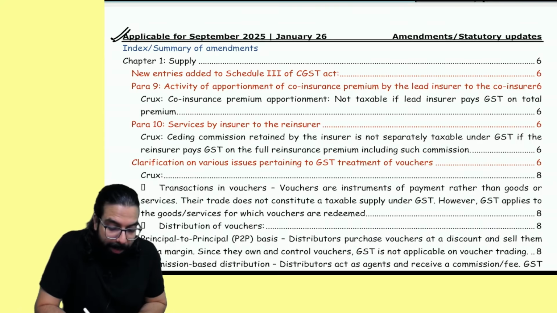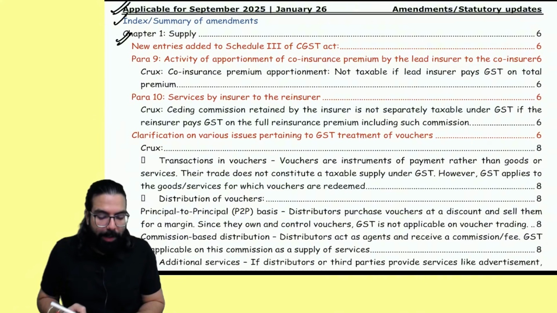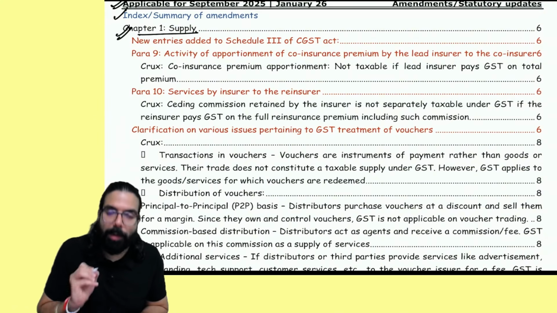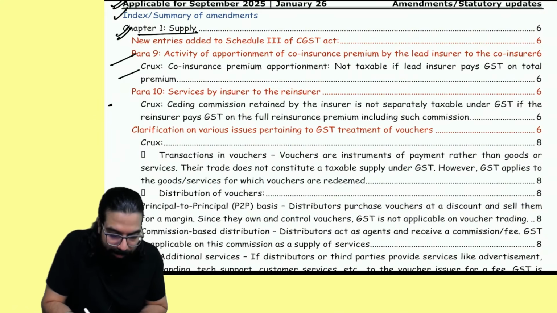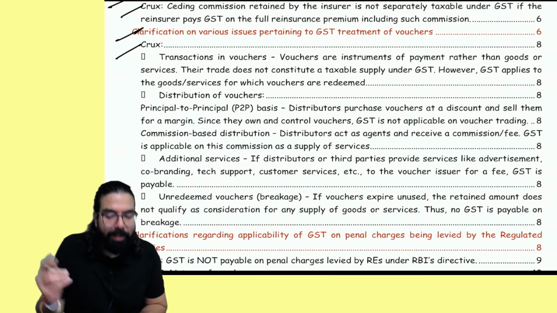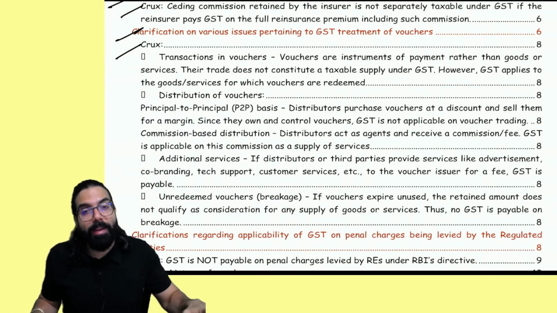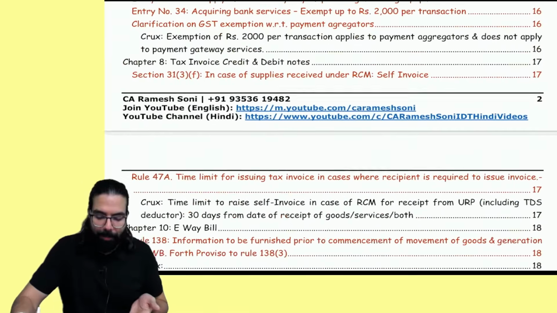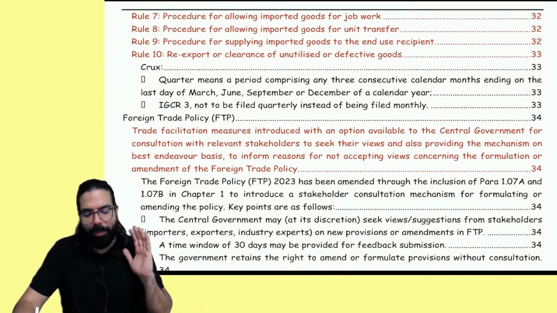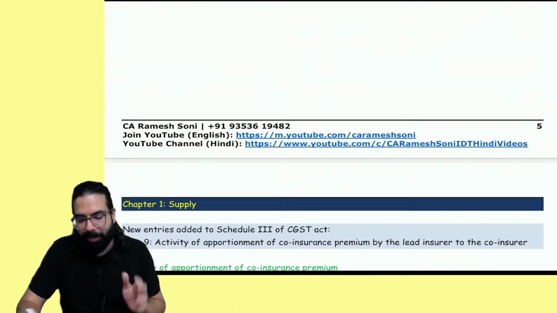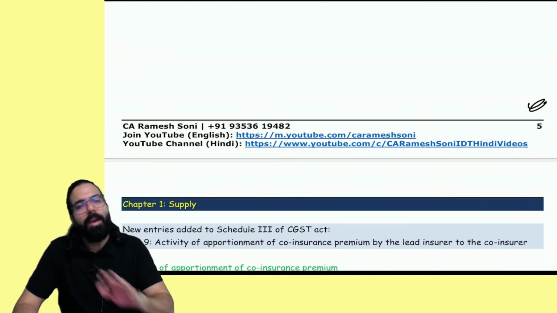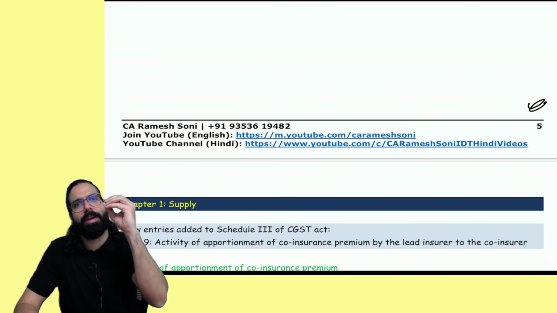In this index, chapter wise, I've written what amendment has happened for chapter number 1 onwards, along with the amendment and its crux. They are written so that one day before the exam, you can cover the amendments from the crux, which is in 4, 5 pages. You can cover it from there.